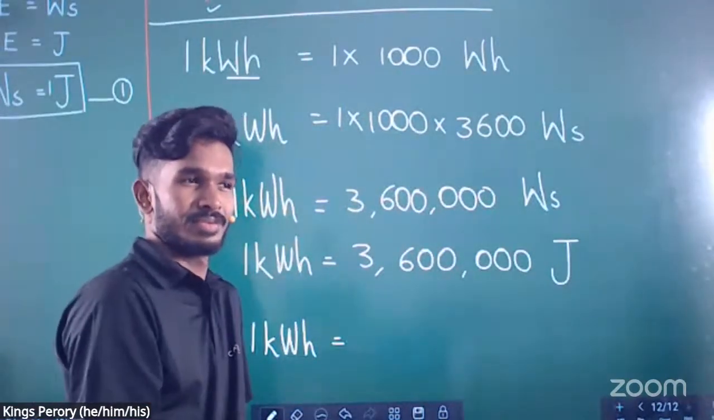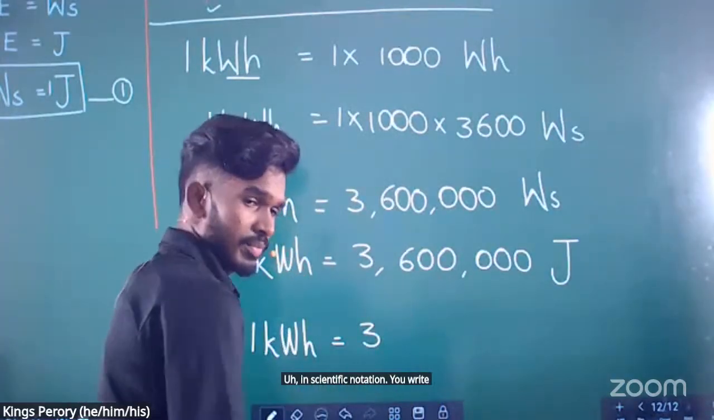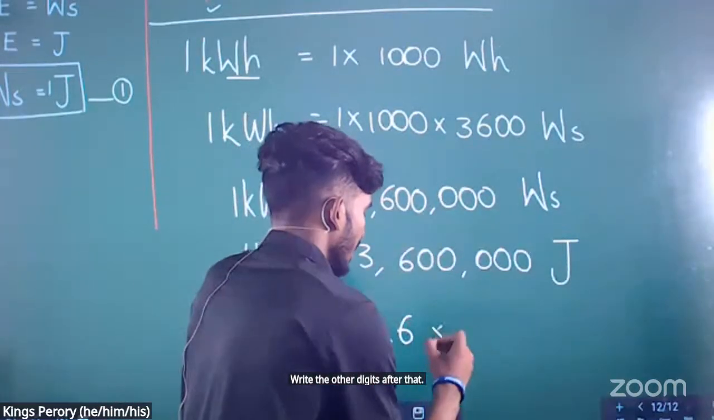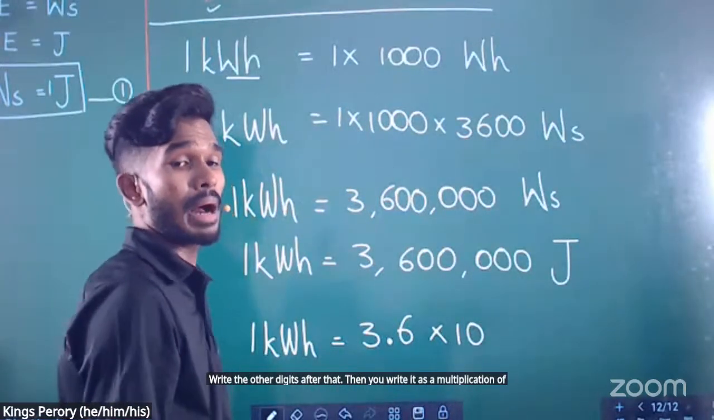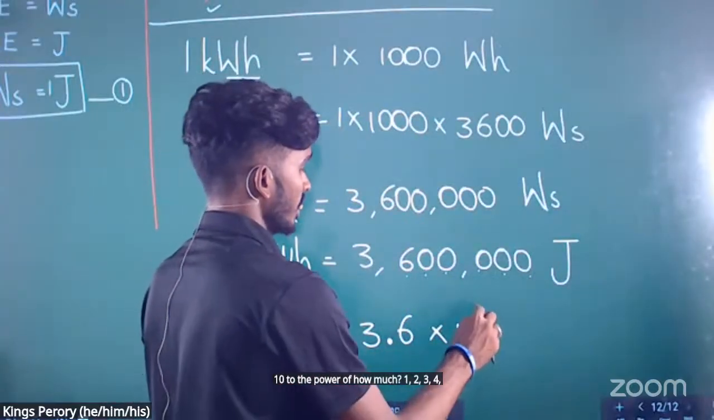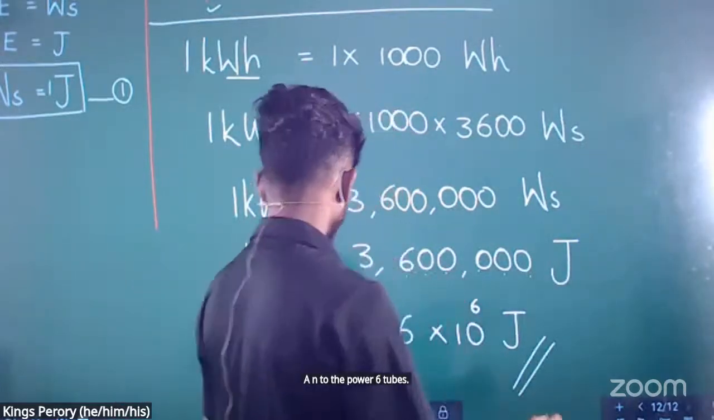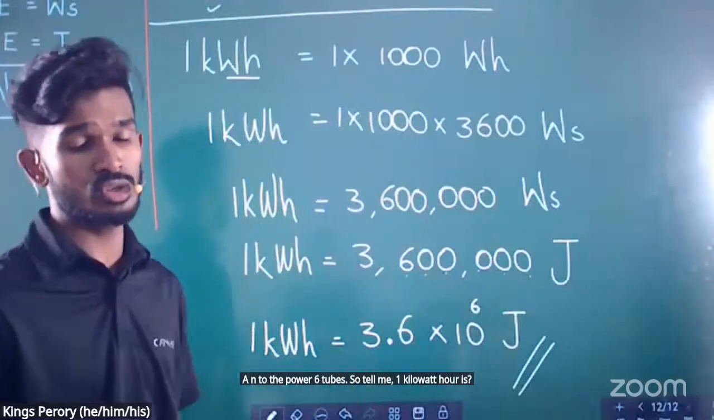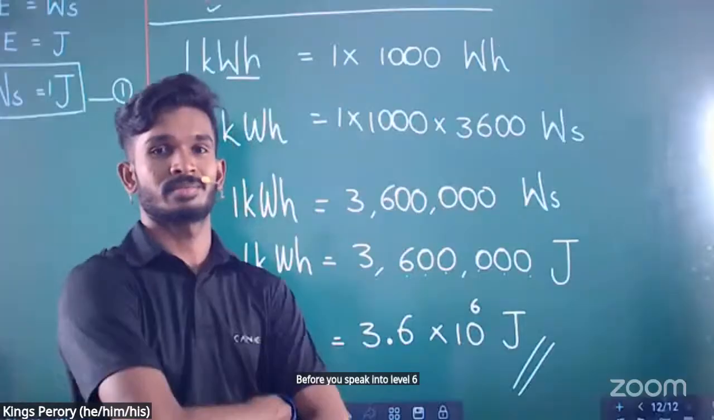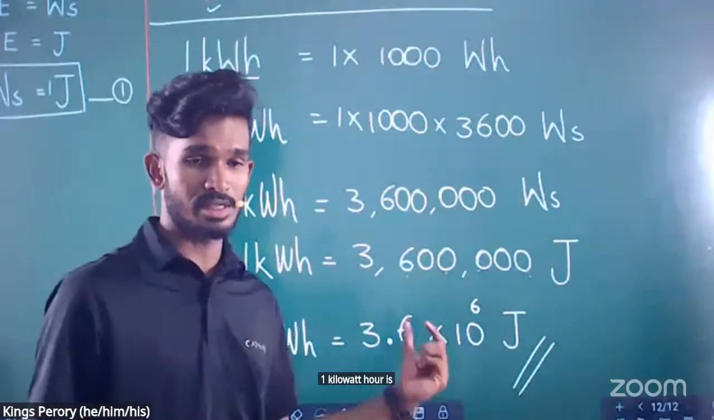36 into 10 to the power 5. In scientific notation, you write one digit, keep a decimal, and write the other digits after that. Then you write it as a multiplication of 10 to the power. How much power? 1, 2, 3, 4, 5, 6. 10 to the power 6 joules. So tell me, 1 kilowatt hour is how many joules? 3.6 into 10 to the power 6 joules.